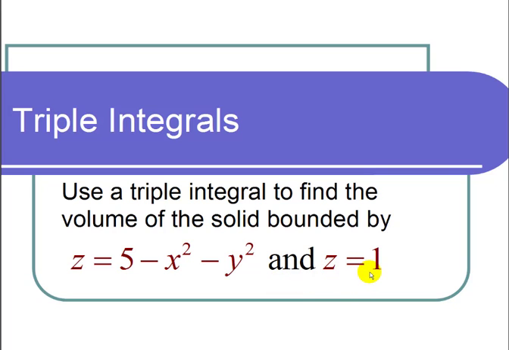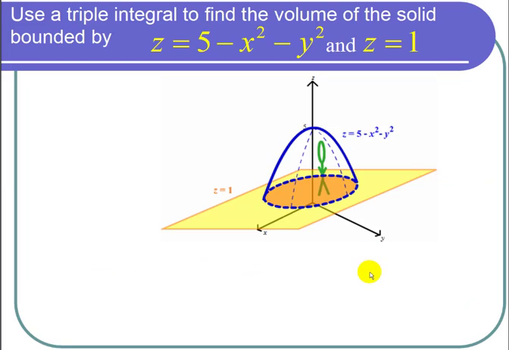So let's start by sketching a diagram. Z equals 5 minus x squared minus y squared. That's a paraboloid because we have z equals negative x squared and z equals negative y squared if x and y are 0. Those are both parabolas. The paraboloid starts at 5 on the top because if x and y are 0, z is 5. And it goes downwards because of these negative signs.